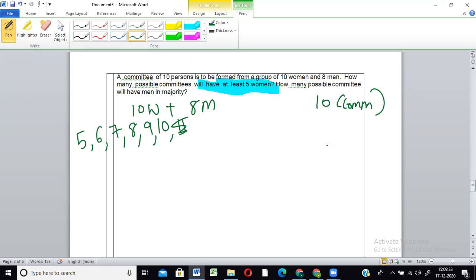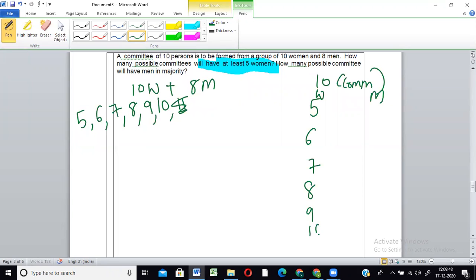So we can either have 5 women in the group. This is for women, this is for men. 5 women at least, or else we can have 6 women, or else 7 women, or else 8, or else 9, or else 10 women. Okay. So a committee of 10 people is to be formed from these two groups, the group of 10 women and the group of 8 men. From it we have to form a group of 10 people in which at least 5 women are there. So as I said, at least means minimum 5, and more than 5 will of course do: 5, 6, 7, 8 and 9. It is not going beyond 10. I just gave you the explanation why.